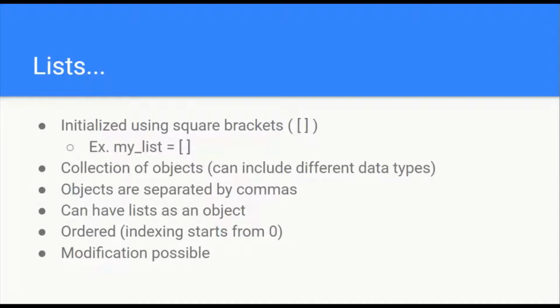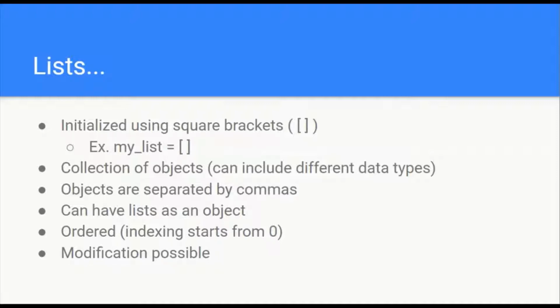The objects or elements in a list can be of mixed data types, like a list can contain integer objects, float objects, string objects, and also sublists. A list inside a list is known as a nested list. All these various elements included in the list are separated by commas. An example of a list is my_list equal to square brackets. That's just an empty list, and that's how you initialize lists in Python.